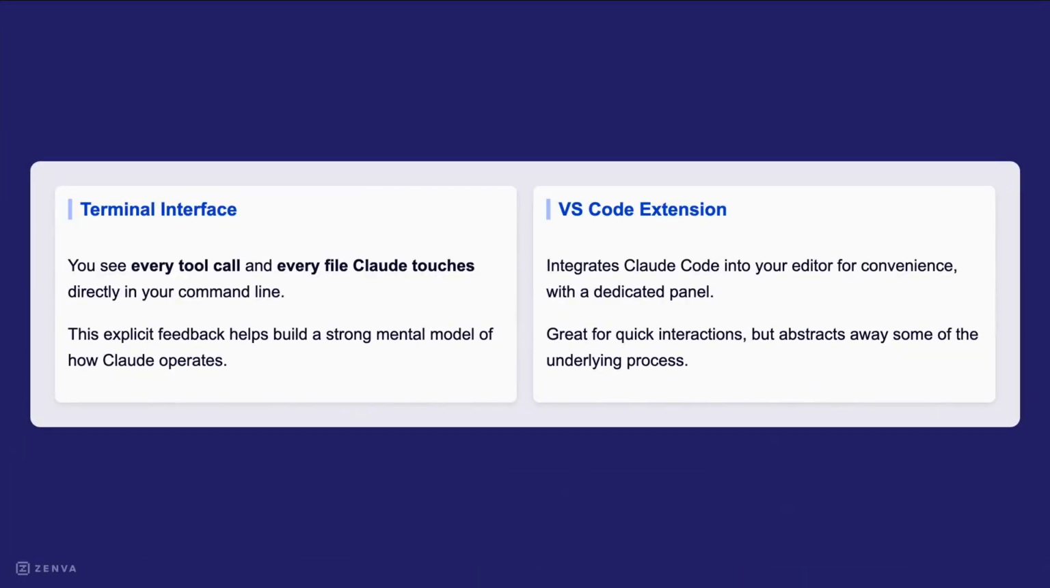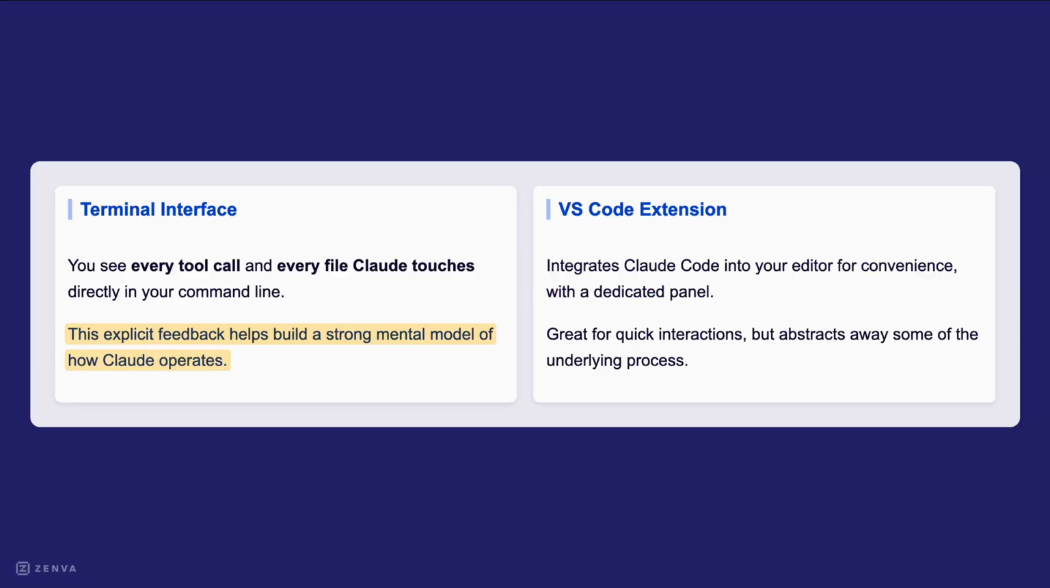Now that Claude Code is installed, let's talk about how you'll use it. You have two ways to direct your AI agents, and your choice affects what you see and learn. The first way, which we'll use today, is the terminal. With the terminal, you see everything, every tool call and every file Claude touches. There's also a VS Code extension for a more integrated experience. This puts Claude Code in your editor, which is convenient for working alongside other tasks.